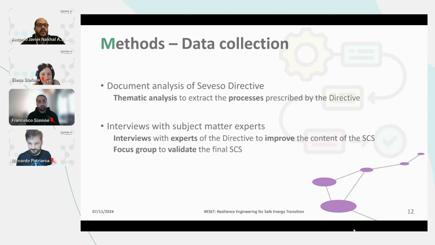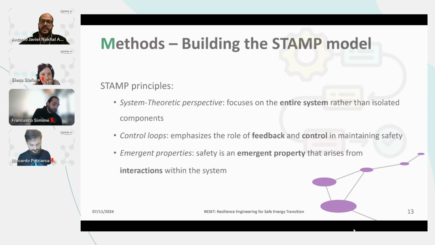Now, the first part is data collection. We did a basic thematic analysis to study this directive, and after that created a draft of the safety control structure to see who the agents are and how they interact in the prescribed process. After that, we interviewed some experts to improve the content of this safety control structure. And finally, for validation, a focus group with all the experts to create a robust model that captures all the processes in the directive.